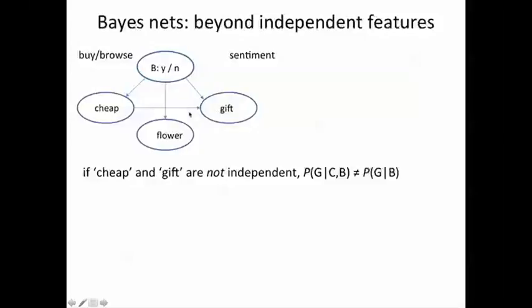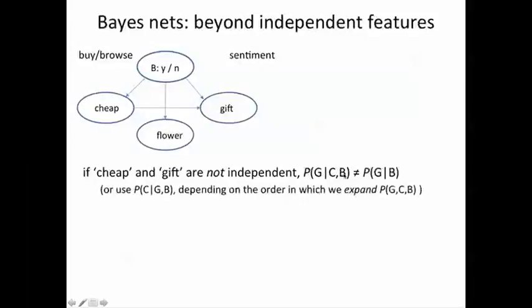In the language of Bayesian networks, what this means is that to compute the a posteriori probability of a buy given any of these occurrences, our expansion needs to include the probability of a gift given C and B, or alternatively the probability of cheap given G and B, depending on the order in which we expand the joint probability of G, C, and B. We've seen this in the last segment.